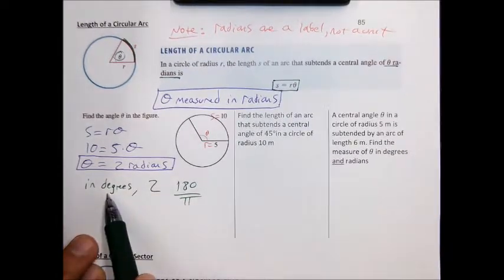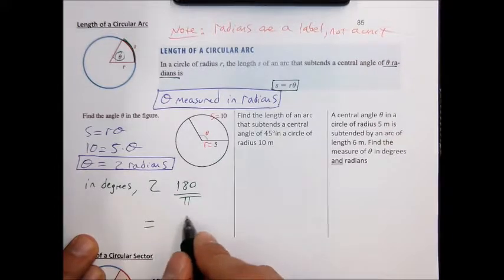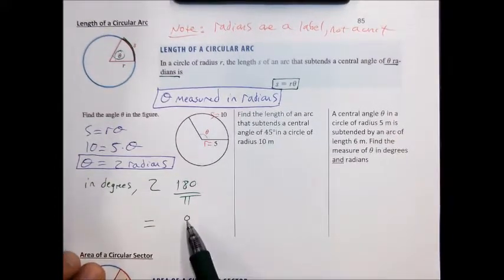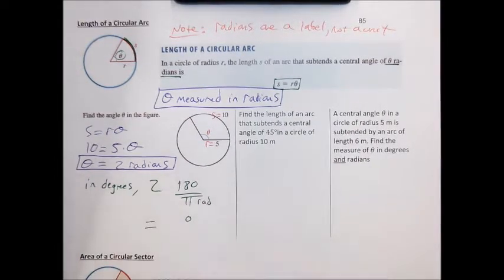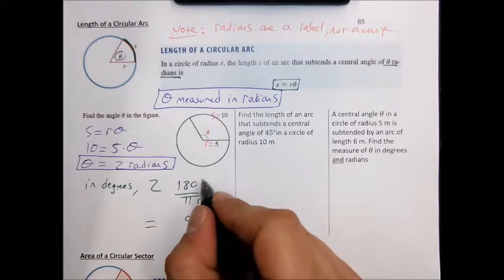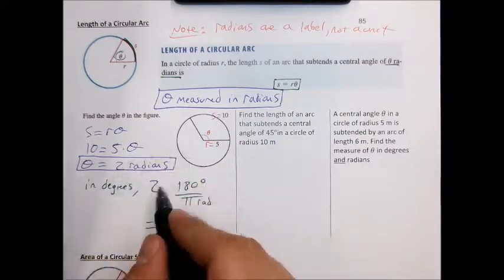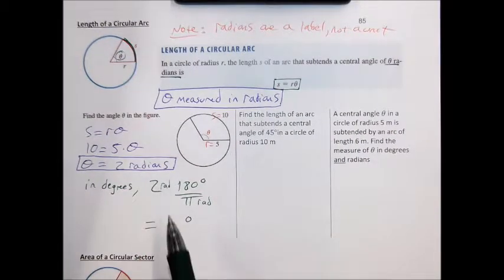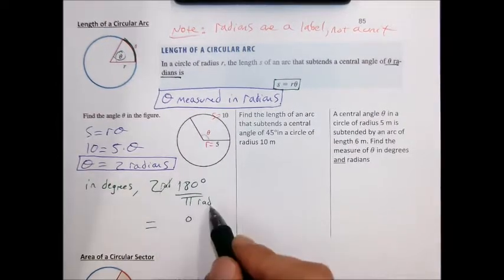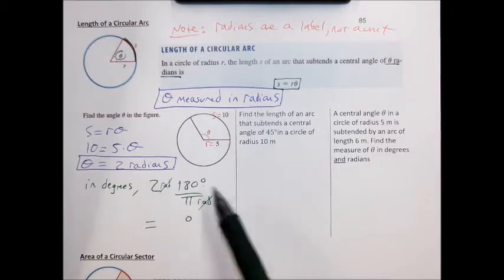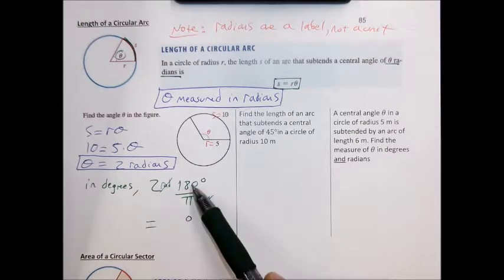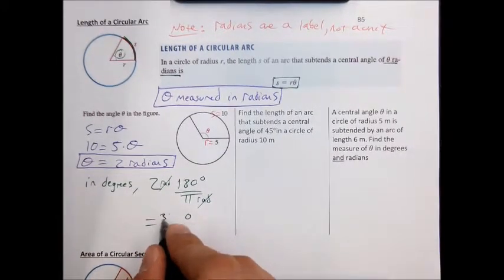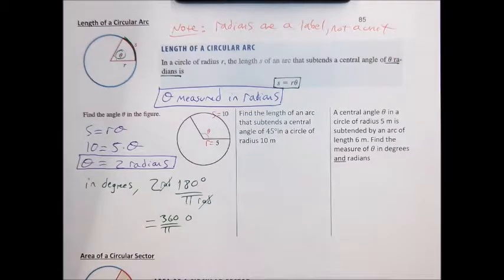If we want this to be in degrees, we eventually want this to equal something with the degree sign. The way you can think about that is that pi comes with the label radians, 180 comes with the label degrees, and 2 already has the label radians. When we divide by this pi radians, it cancels the radians label, and we're left with something that has degrees, which is what we want. Then 2 times 180 is 360, so this is the same thing as 360 over pi degrees.